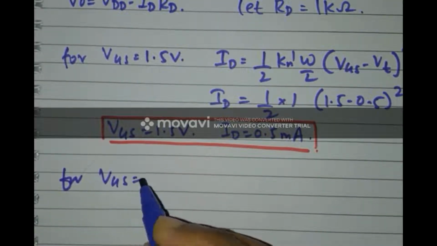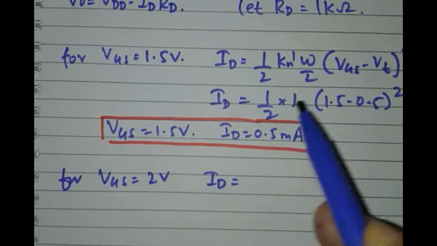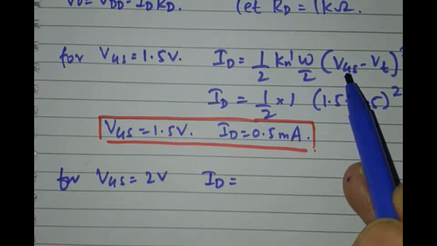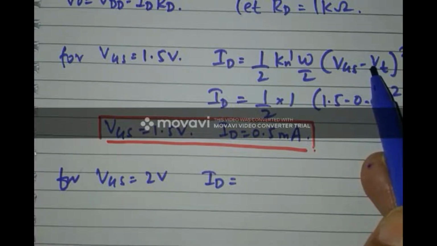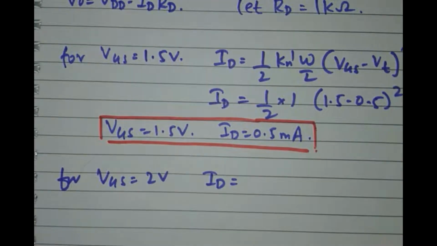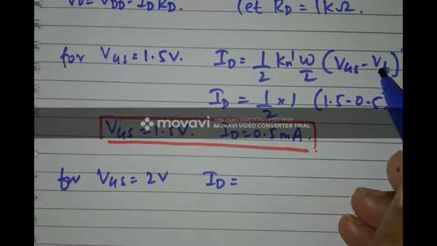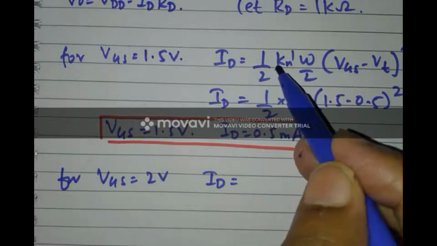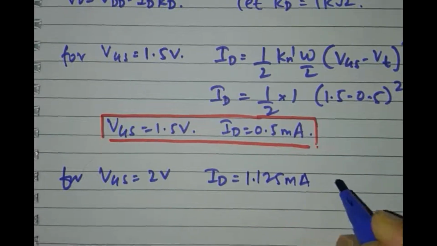Now similarly for VGS equal to 2 volt, ID will be, again if I substitute VGS equal to 2 volt in this equation, you can see 2 minus 0.5 is 1.5 whole square. So for VGS equal to 2 volt, if I substitute over here 2 minus 0.5, 1.5 square, this is 1 by 2. So if I calculate that, ID value will be 1.125 milliampere.